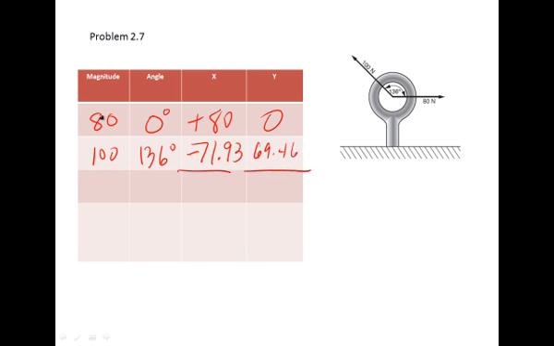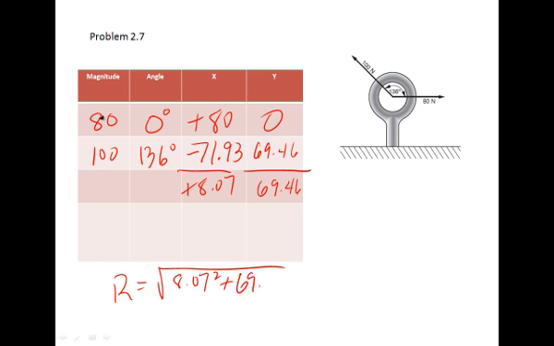What you then do is you sum the x's up. When you do that, you'll come up with plus 8.07 newtons. Summing the y's up, you come up with 69.46 newtons. Again, since you have the sum of the x's and the sum of the y's, you can simply find your resultant using the Pythagorean theorem as such.